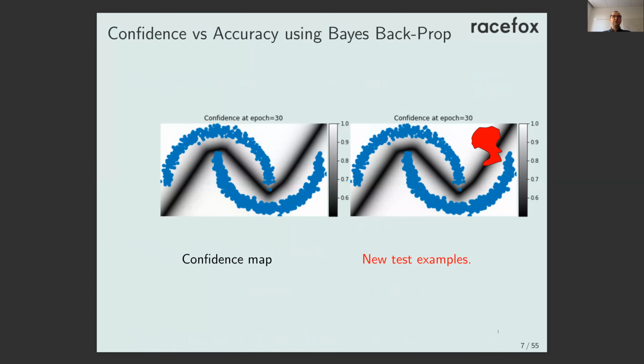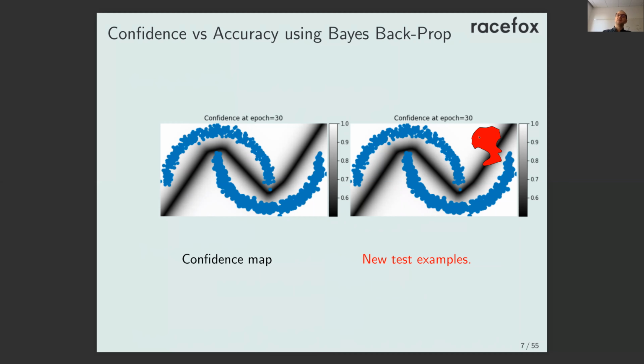Although they were able to get really good results on regression, on classification the method was not performing significantly well, or let's say it gave minimum improvement. And why you can say that is that on the left, you have the confidence map that comes from applying Bayes by Backprop on a synthetic data set, the two moons.